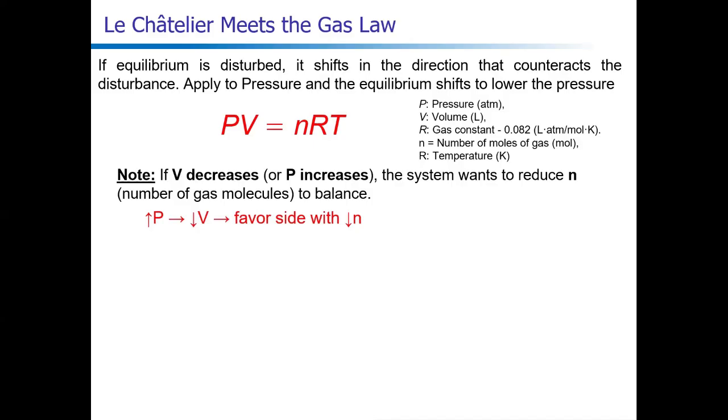Now imagine we decrease the volume of a gas phase system. According to PV equals nRT, pressure must go up. This increase in pressure is a disturbance, and the system wants to reduce it.